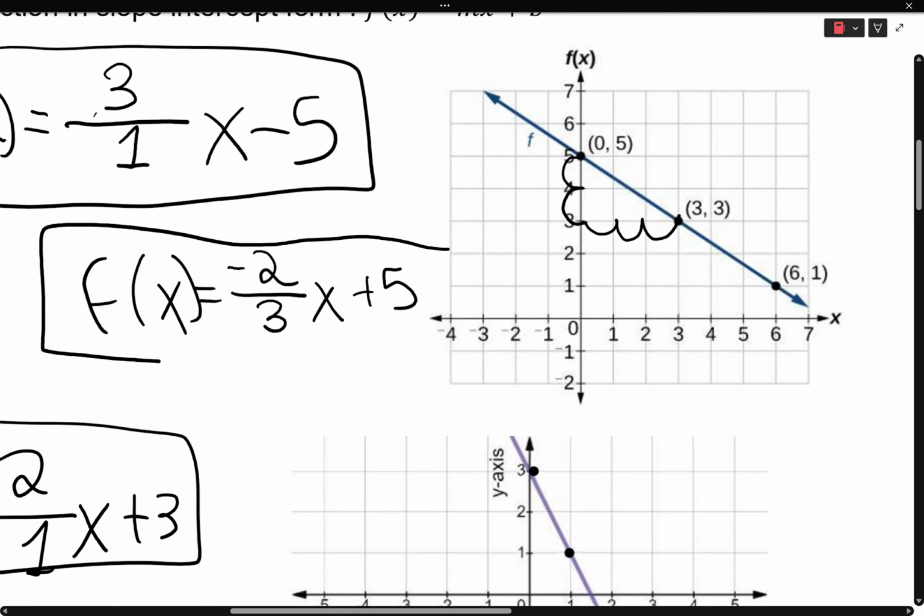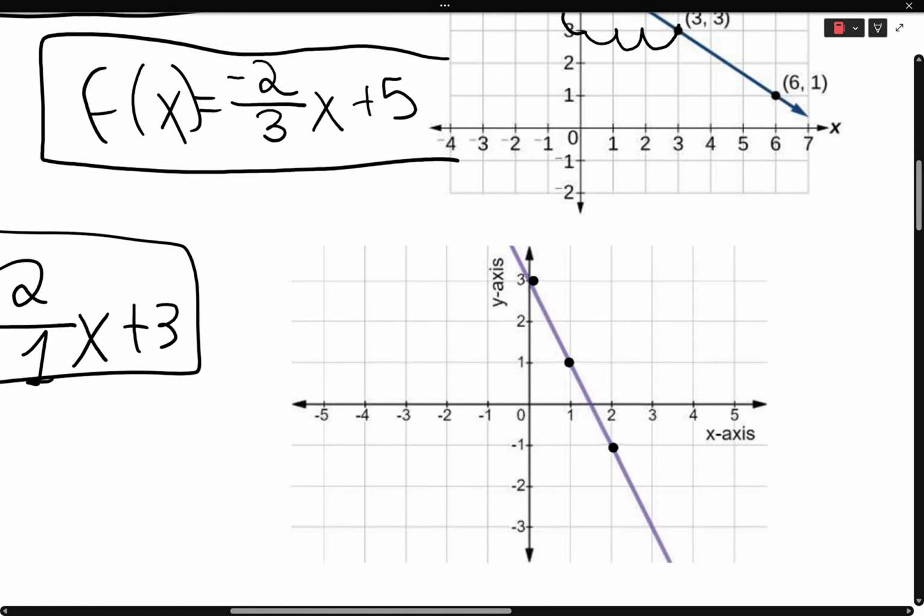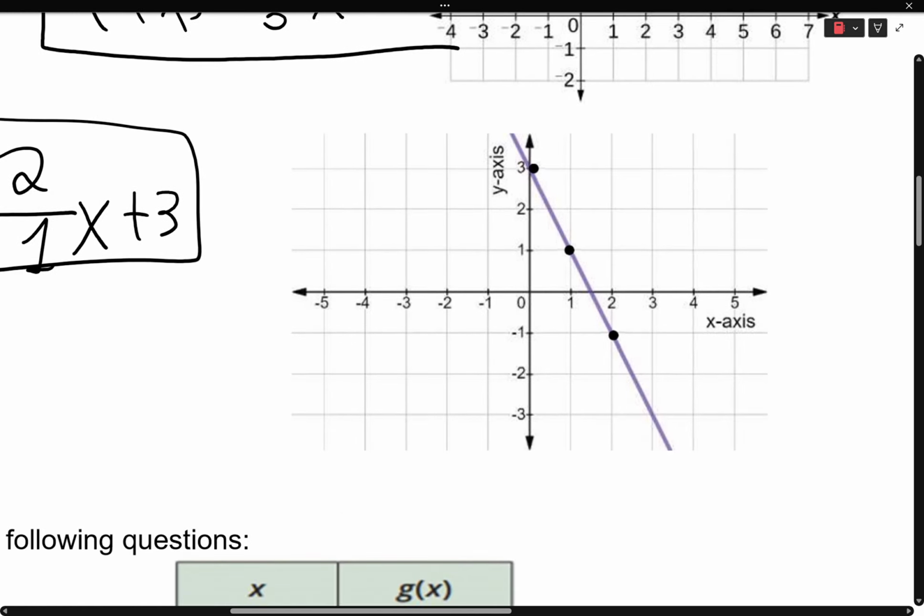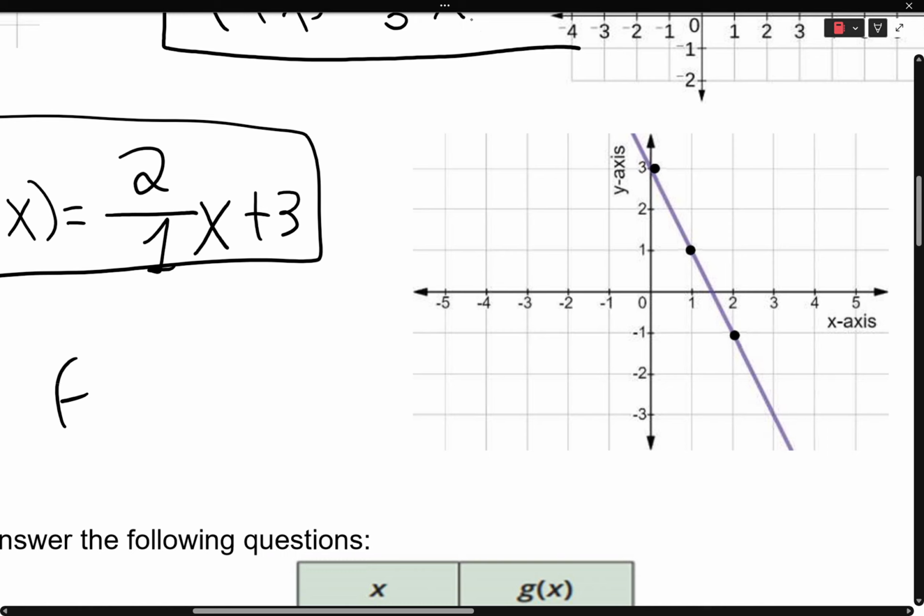Right, bottom right. F of x equals, this one's going down again. I'm going down 1 and 2, -2, and to the right 1. And my y-intercept is +3. Fantastic.